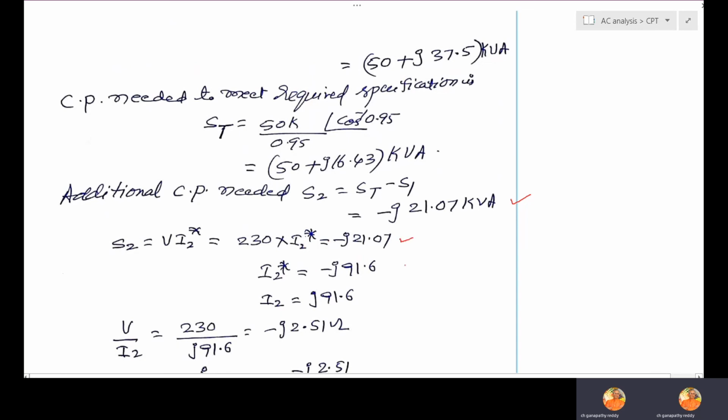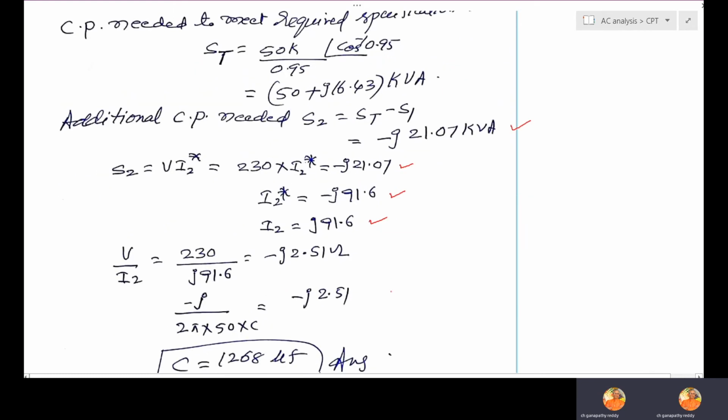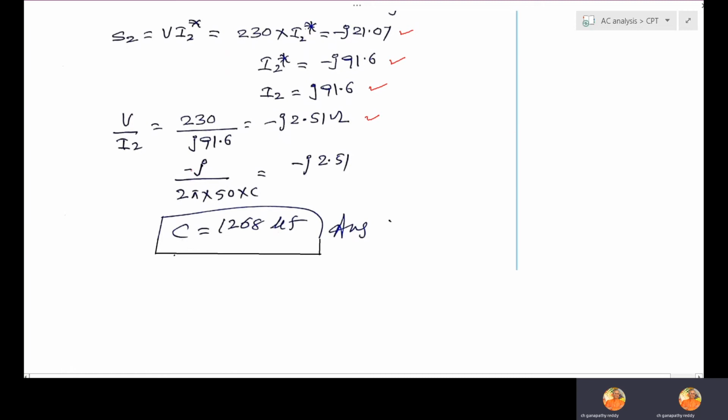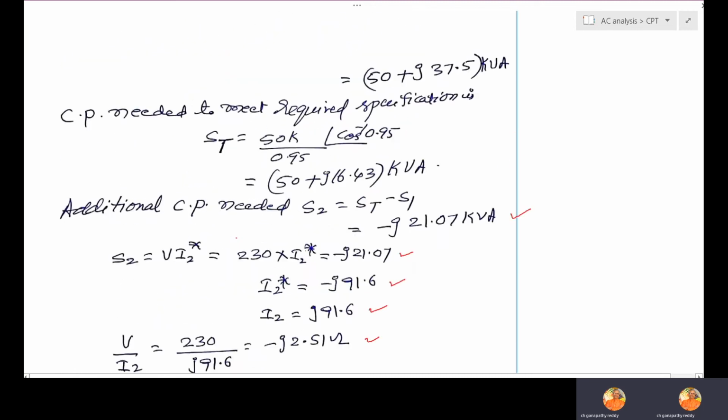Solve for I2 star, then I2. Again take the complex conjugate, you will get this. Then voltage by current, V by I2, 230 by I2. This is the capacitive reactance, voltage by current, minus j2.51, which will give negative capacitive reactance. Minus j by 2 pi FC equal to minus j2.51. What is unknown? C. So like that we find out the C value.